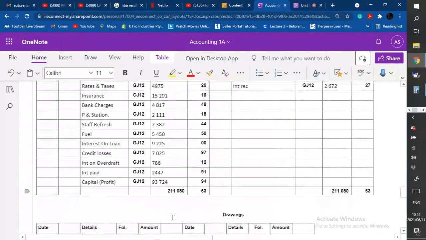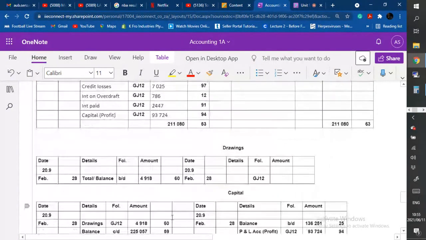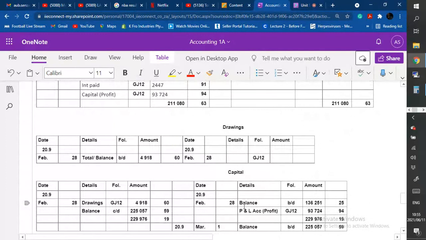So we take this in the profit and loss. What are we going to do? Sorry, in the capital account, what are we going to do? We're going to credit. There you can see I've credited it. I've credited that amount there.